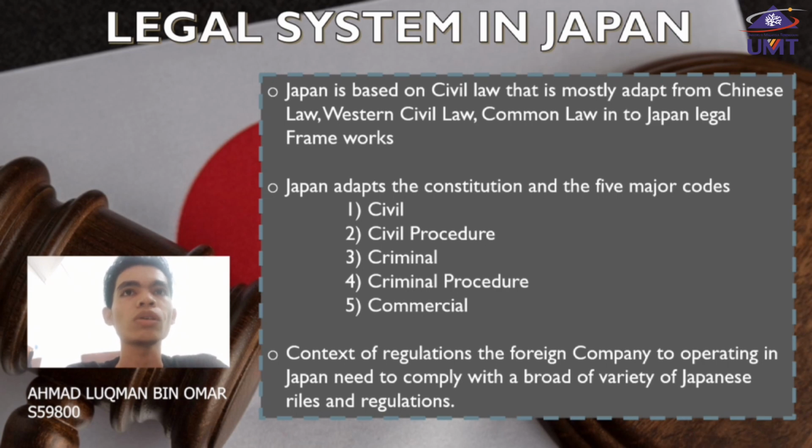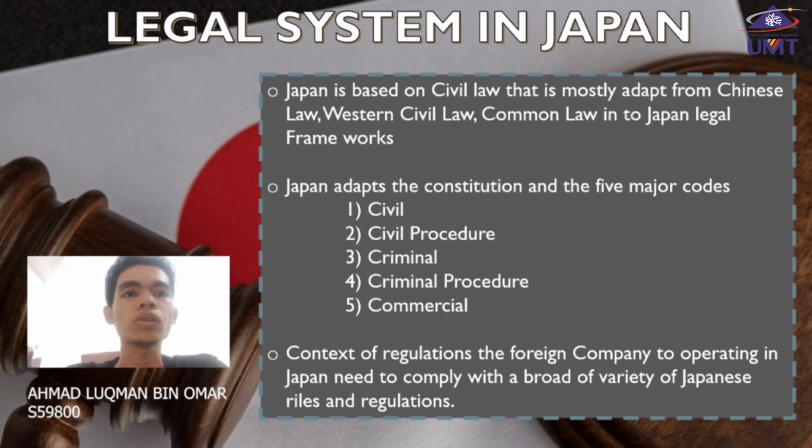In this slide, I will talk about the legal system in Japan. Japan's legal system is based on civil law, but over time, elements of Chinese law, Western civil law, and common law have been incorporated into the Japanese legal framework. In other words, many other countries have contributed to shaping the legal system in Japan.